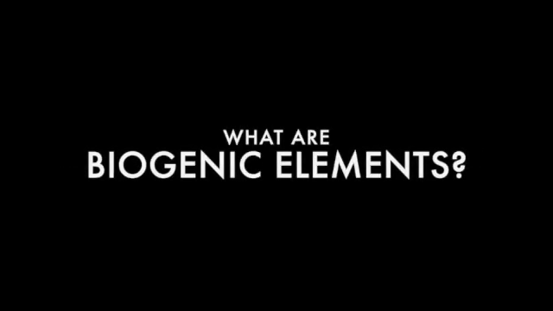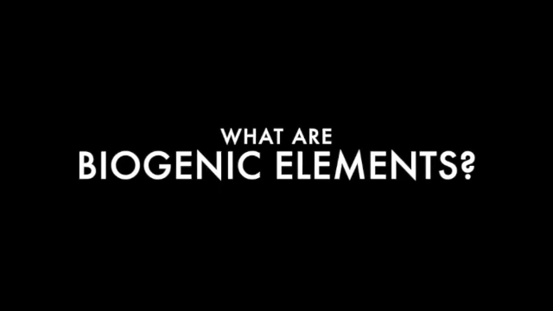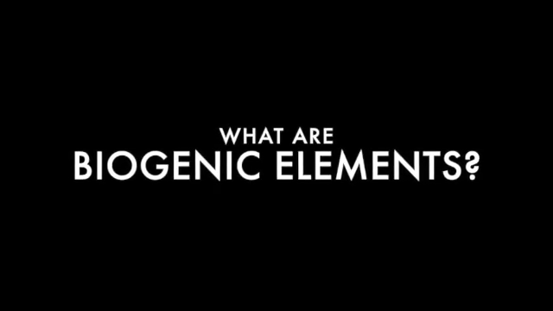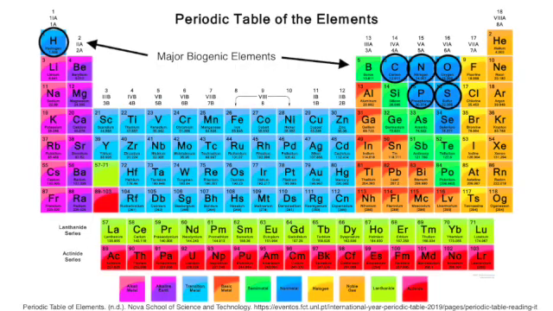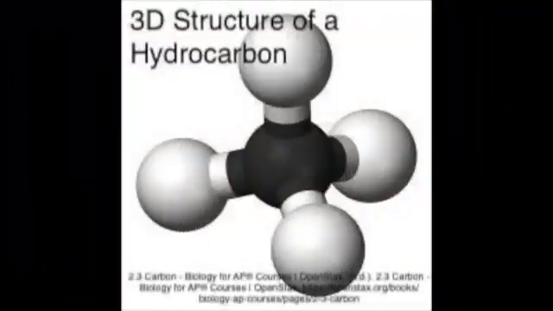There are 6 elements that are necessary for life: carbon, hydrogen, oxygen, nitrogen, sulfur, and phosphorus. These are also referred to as biogenic elements. All living organisms contain organic molecules, which are different combinations of these 6 biogenic elements. To be considered organic, a molecule must contain a hydrogen-carbon bond, which is shown in the picture.